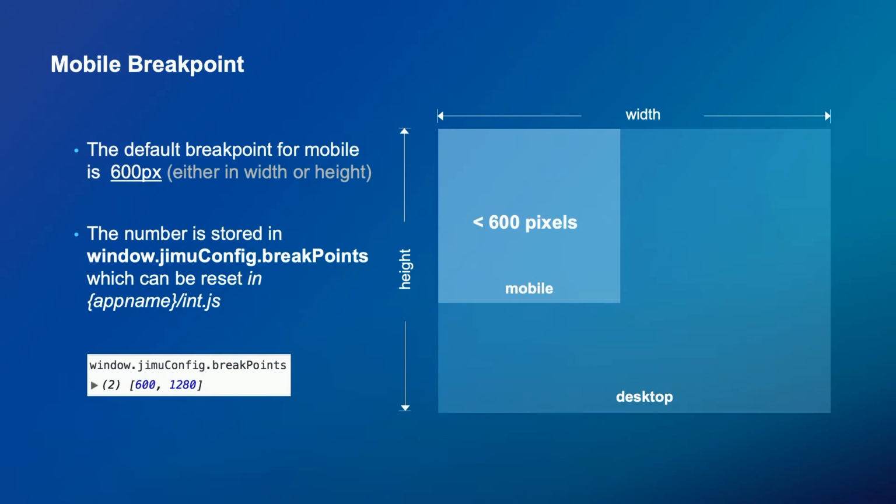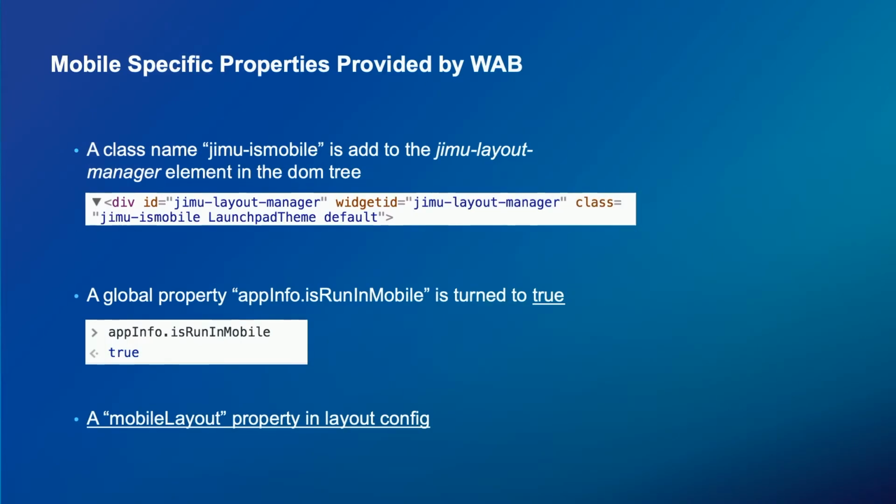This number is stored in the global variable called window.gmuconfig.breakpoints, and these numbers can be reset in JavaScript. By default, there are two numbers already available in that array. The first one is for the mobile breakpoint. You can change this number to a different one if you want. The second one was meant for a large desktop view, but I don't think it has been used anywhere, so you can just ignore the second number.